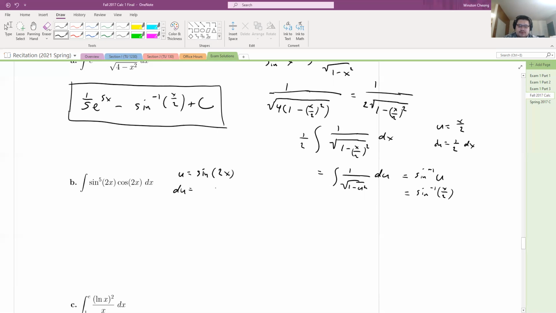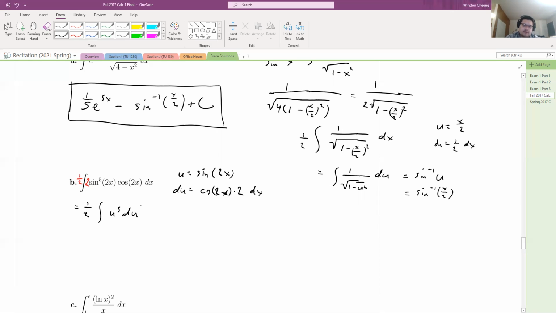And so then du is going to be cosine of 2x times 2, and then a dx. Okay, so there's an additional 2 that we need to account for. We'll handle that in the typical fashion by introducing a 2 by multiplying and dividing. Okay, and so now you see that the 2 cosine 2x dx, all of that is going to be absorbed into our u sub as du. And then the sine to the 5th of 2x becomes u to the 5th.